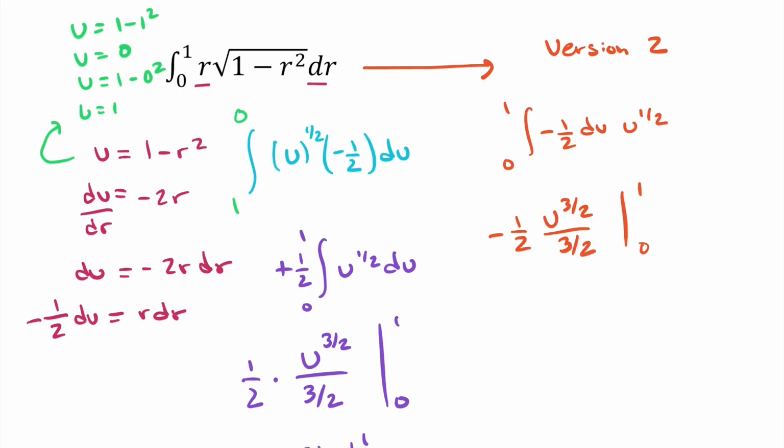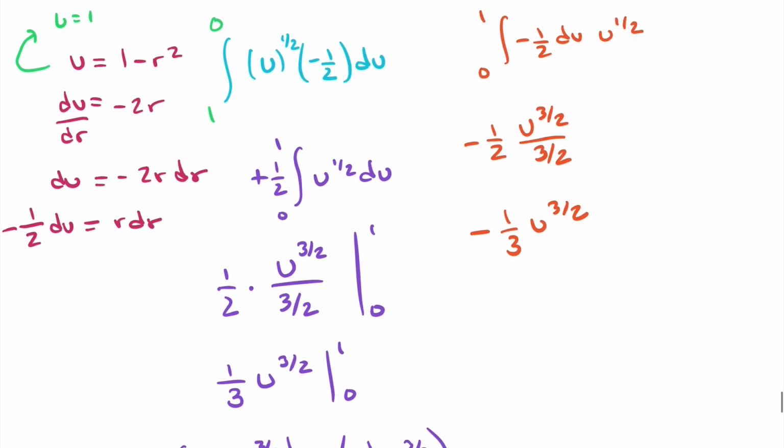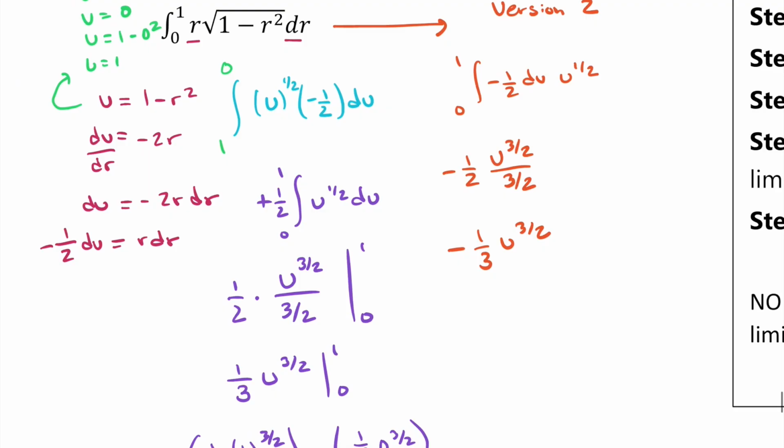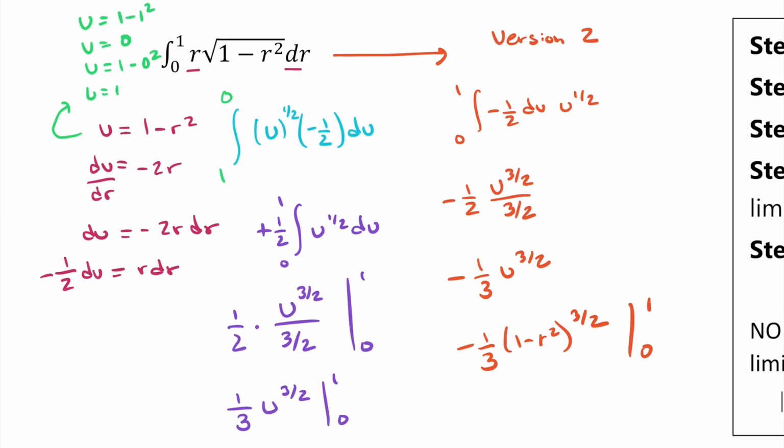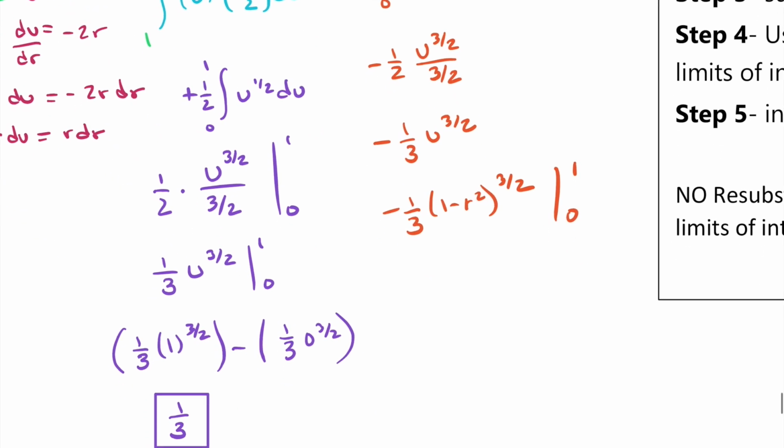But again, these aren't the right numbers at the moment. Let me just leave that off. I'm going to clean this up. I get negative 1/3 u to the 3/2. What I need to do is substitute in my r's back. So I'm going to say negative 1/3 times 1 minus r squared to the 3/2. Now I can do that from 0 to 1, my original 0 and 1, not anything I adjusted with the upper and lower limits.